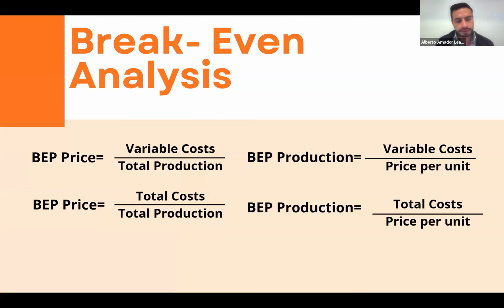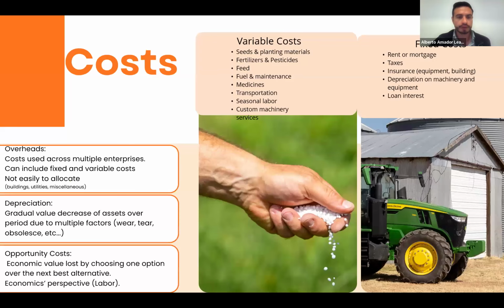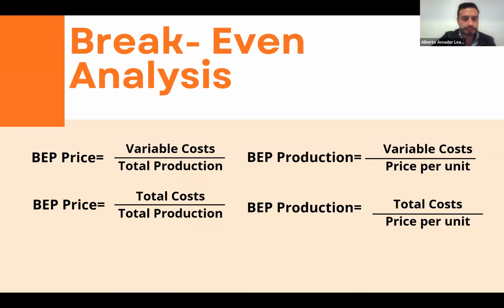Now, there are the formulas for the break-even point. The part on the left, the break-even point price, is that, for example, with the steers, with the price of 315, we have the variable cost and the total production. So with 315, how many pounds will we have to sell to cover the variable cost?